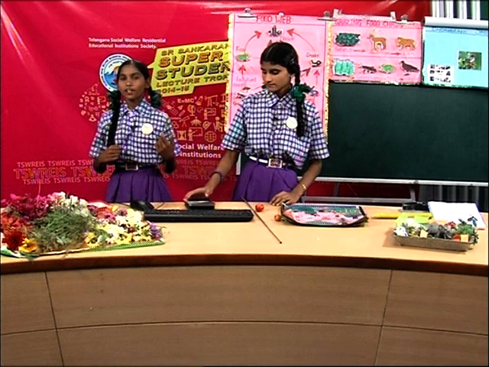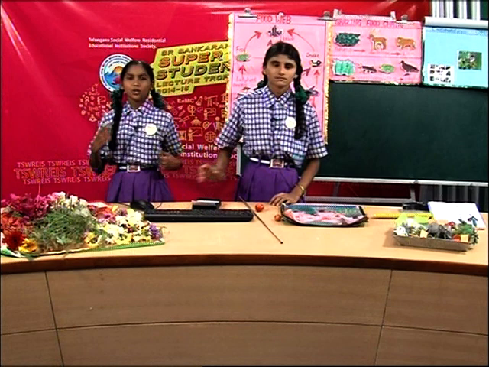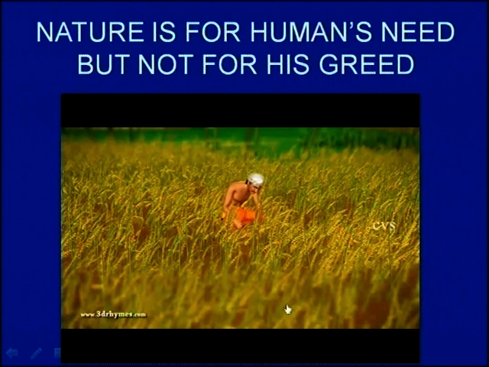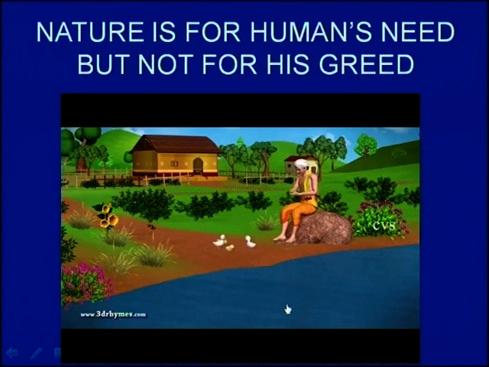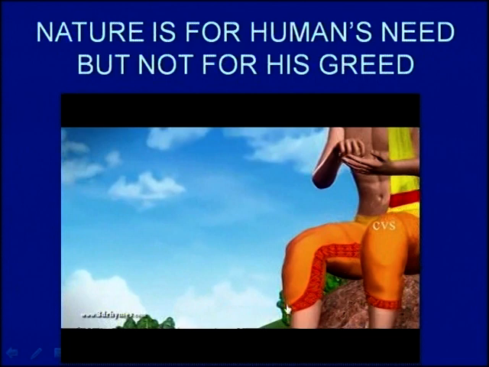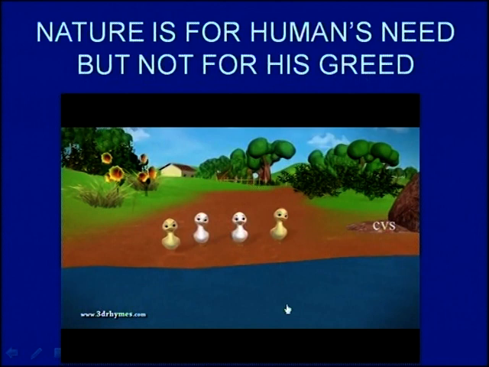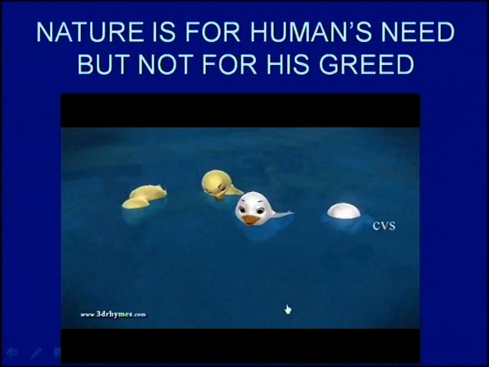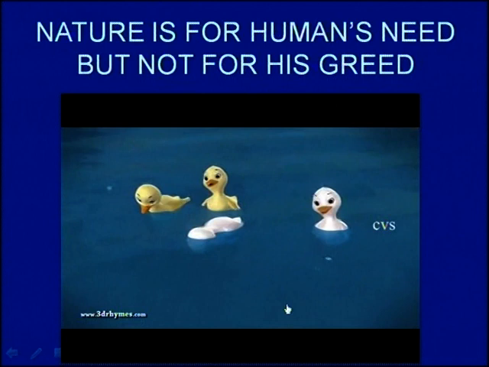Friends, I am telling Girija a story. Do you want to listen? Okay, once upon a time... See here, friends, see the screen. Once upon a time, there was a farmer. He did not have money to fulfill his basic needs like food, shelter and clothes. He was in a very poor condition, but the farmer had 4 ducks. See, friends, they are very cute and beautiful. Two are white and two are yellowish.